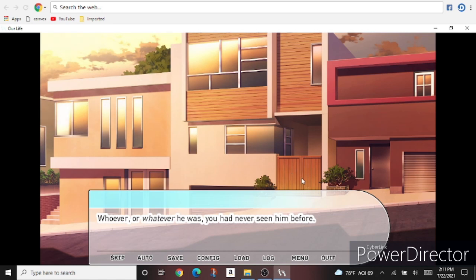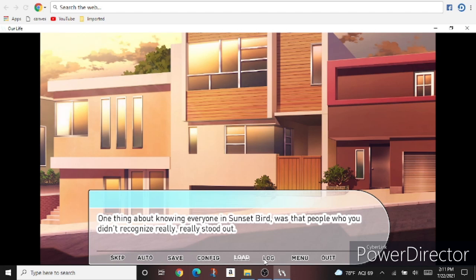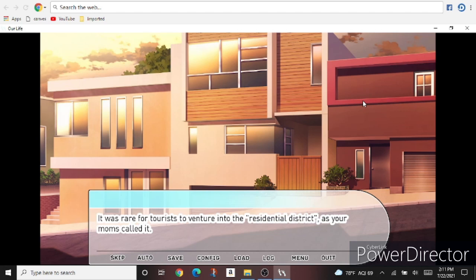Whoever or whatever he was, you had never seen him before. One thing about recognizing everyone in Sunset Bird was that people who you didn't recognize really stood out. It was rare for tourists to venture into the residential district where your mom's home was. So for you, not knowing who a total stranger was set off a lot of red flags. Your mom had a talk with you and your big sister Lizzie about this kind of situation before.